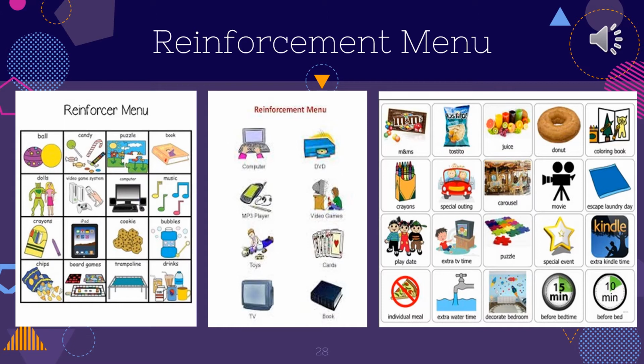Here we've included three different examples of reinforcement menus. Each of these examples includes a variety of different reinforcers. These include activities like the trampoline or play dates, edibles such as candy, M&Ms, Tostitos, donuts, or tangible items such as puzzles, books, movies, coloring books.